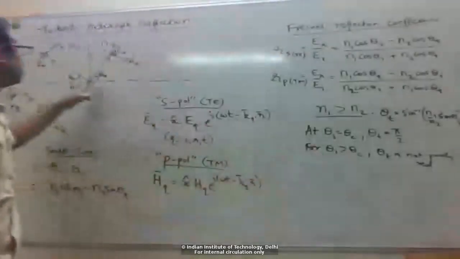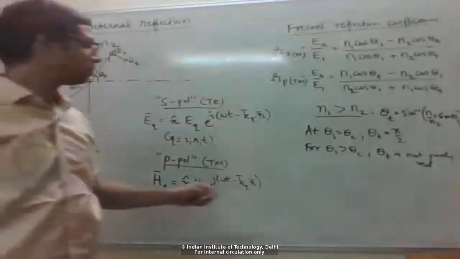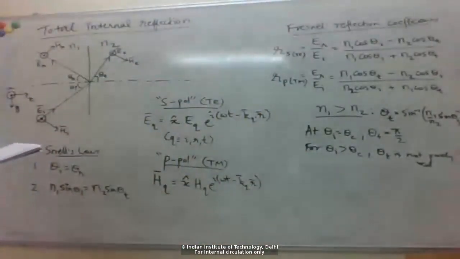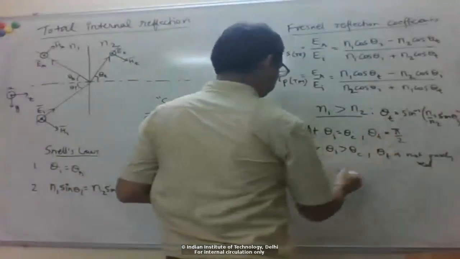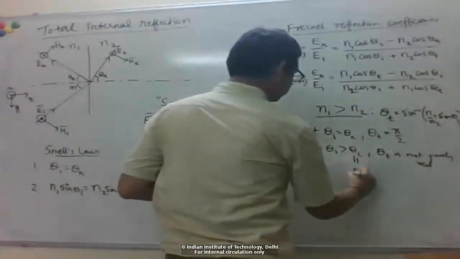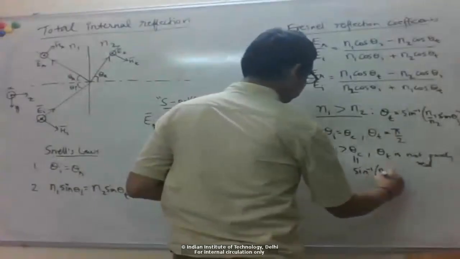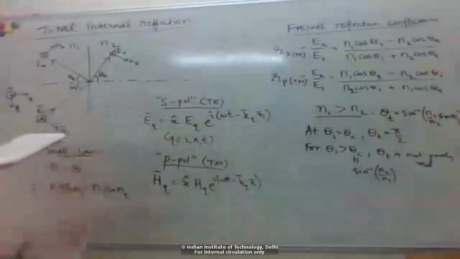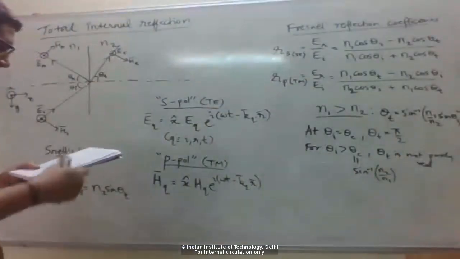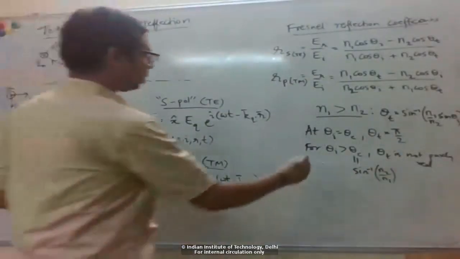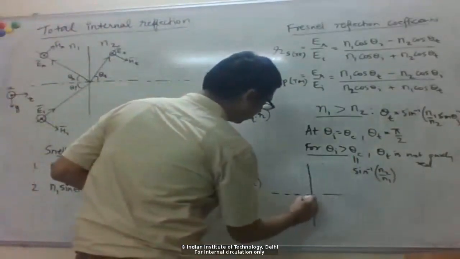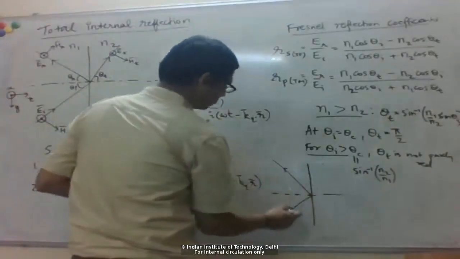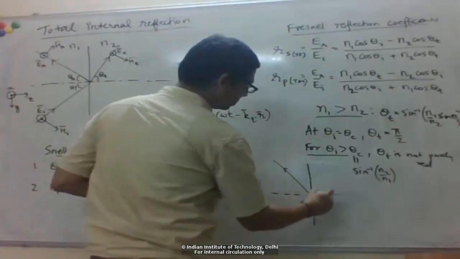What does that mean? That means that there is actually no propagating transmitted wave for angles greater than this critical angle. And the critical angle you can see just here, so you put pi by 2 here, so this theta c is just sine inverse. So what's happening for angle of incidence greater than the critical angle is, you have a reflected wave, but there is no transmitted wave, right?